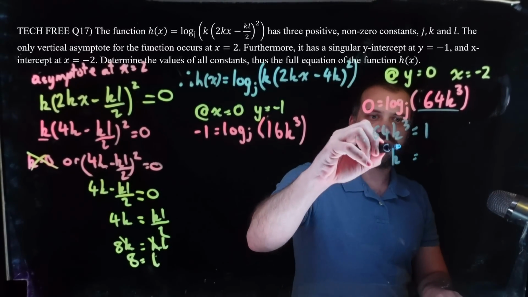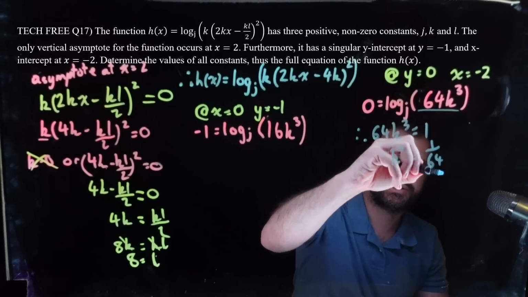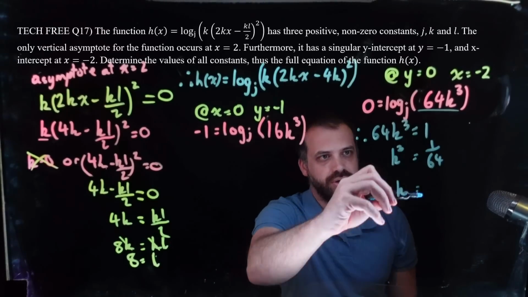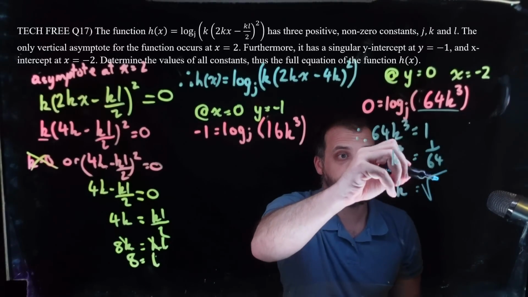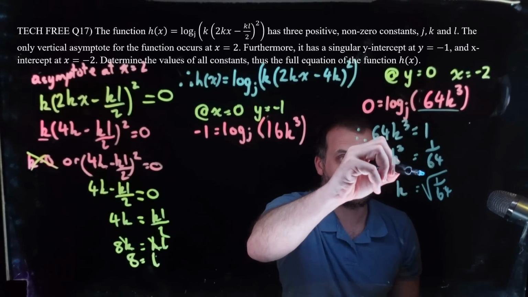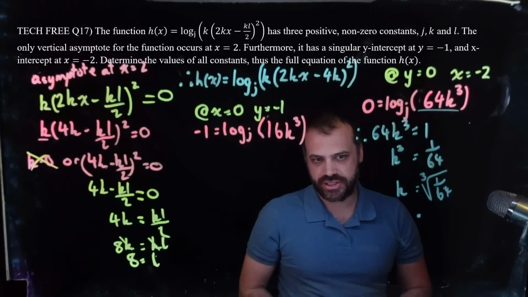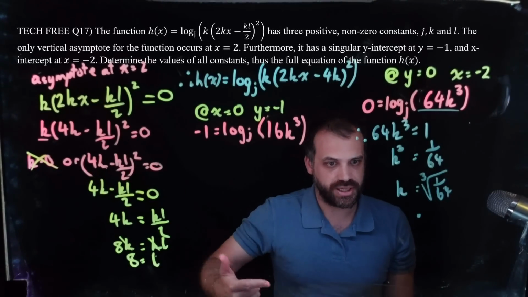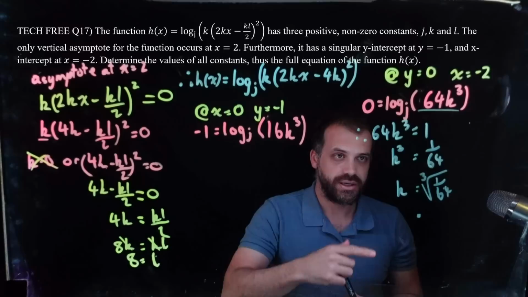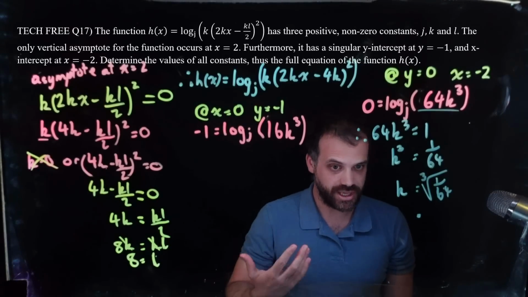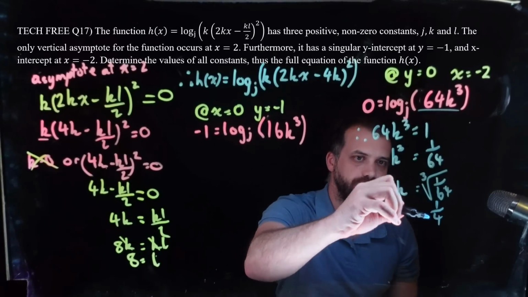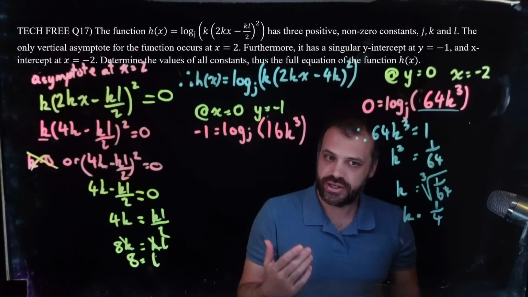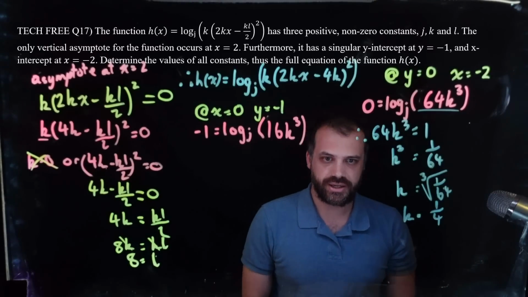That means that k cubed is equal to 1 on 64, which means that k is equal to the cube root of 1 on 64. And then that's just asking, well, what is the cube root of 64? Something times something times something makes 64. That's 4. And something times something times something makes 1. What is that? 1. I've got a k value. K equals 1/4. So now I know that L equals 8 and I know that k equals 1/4.